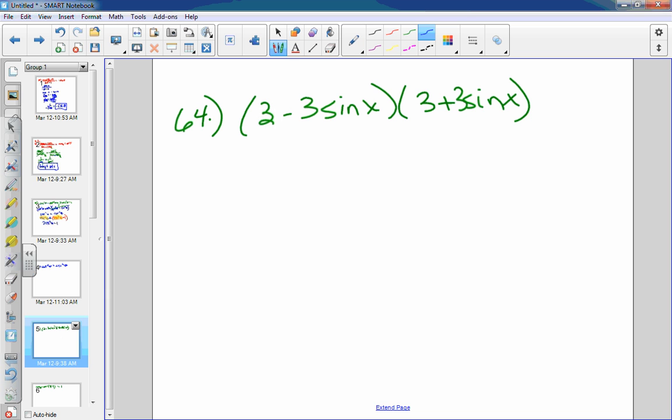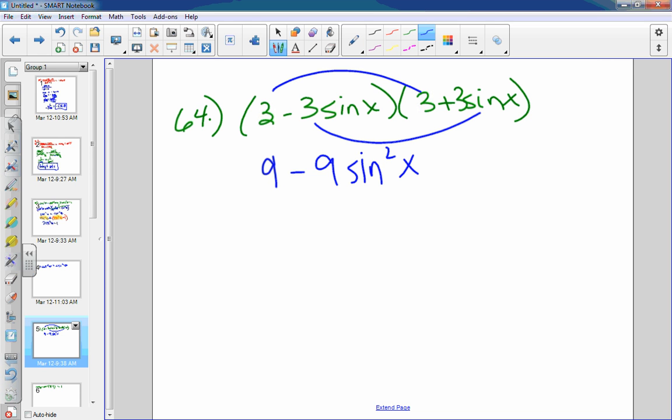But your gut should tell you to FOIL it because it's two binomials. Now, what is your gut also looking at? Whenever you look at this, what's it telling you? They're the difference of squares, so I only have to do what? First and last. So if I do first, I'm going to have 3 times 3, which is 9. And then if I do last, I'm going to have 9 sine squared of x. Yes?